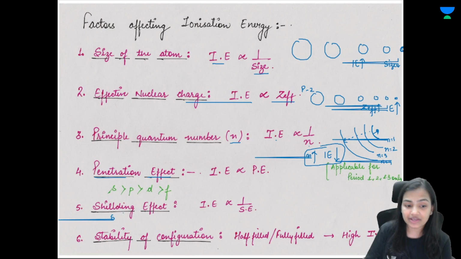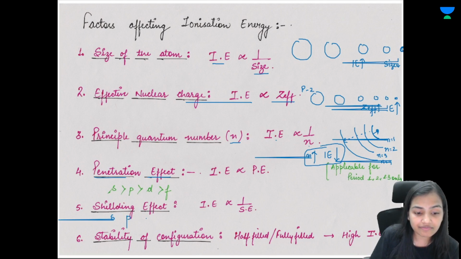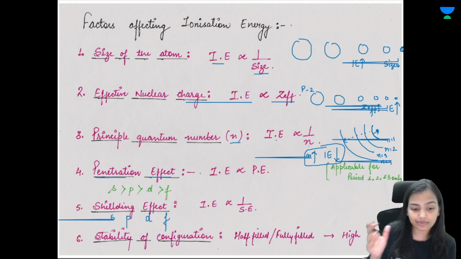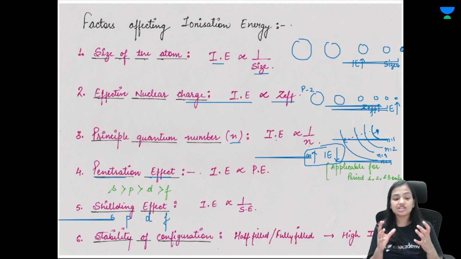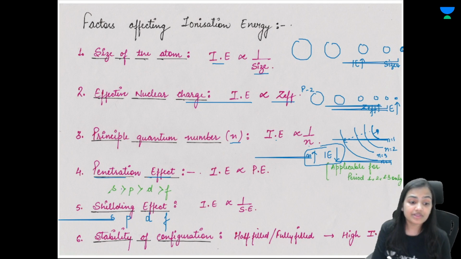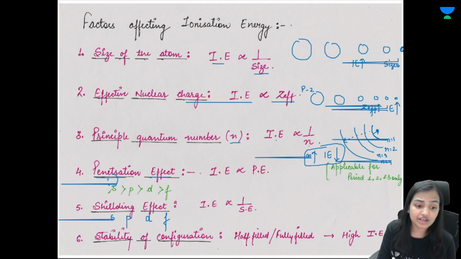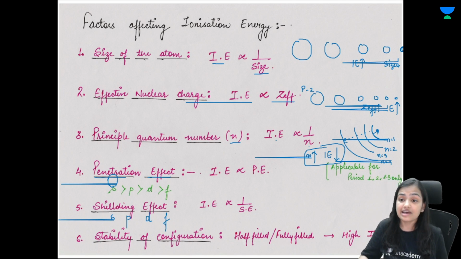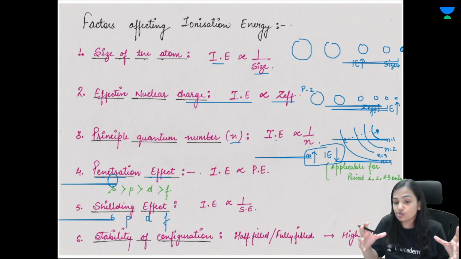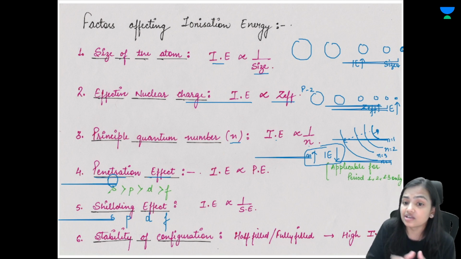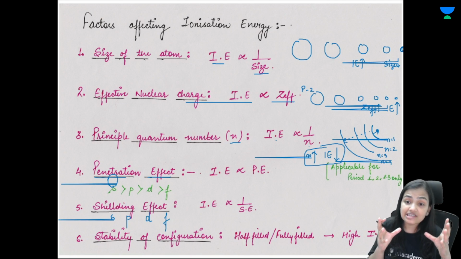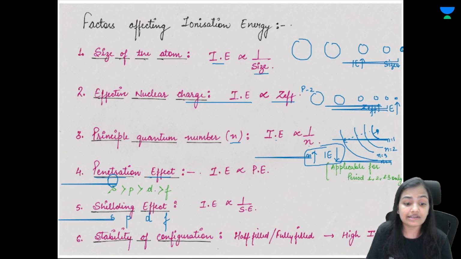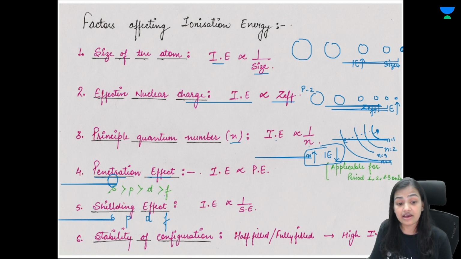So what types of shapes do we have? We have the S orbital, the P orbital, the D orbital, and the F orbital. When you talk about the shapes of the orbitals, the S orbital, which is very spherical in shape, has the highest penetration power. It tends to get closer to the nucleus. Then comes the P orbital, then the D orbital, then the F orbital. The F orbital is most diffused.